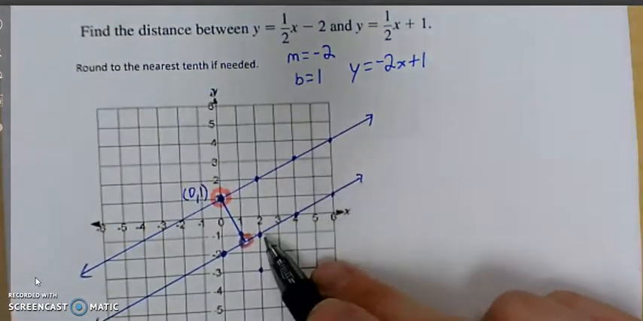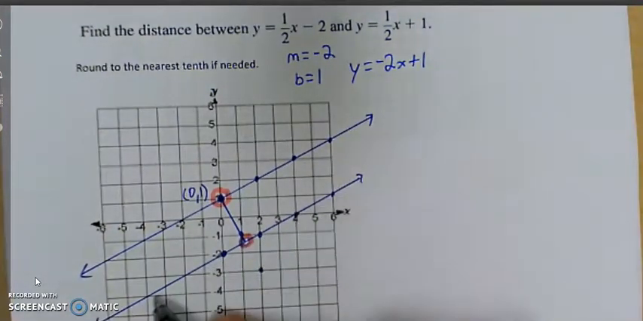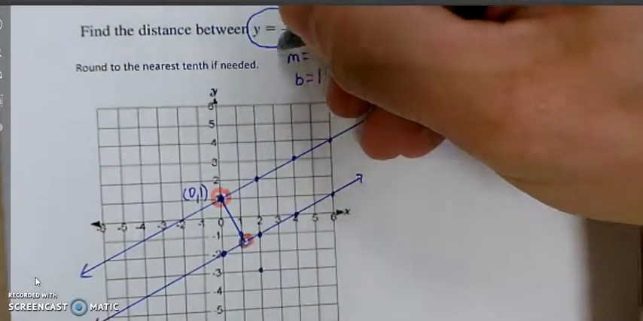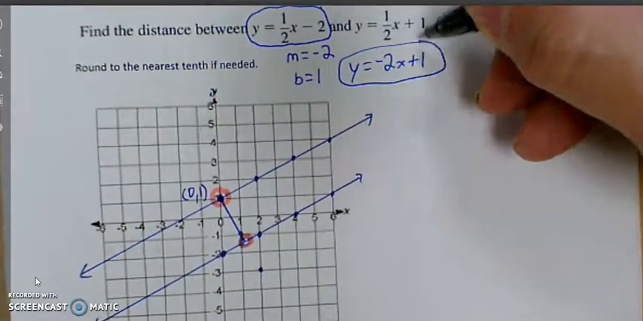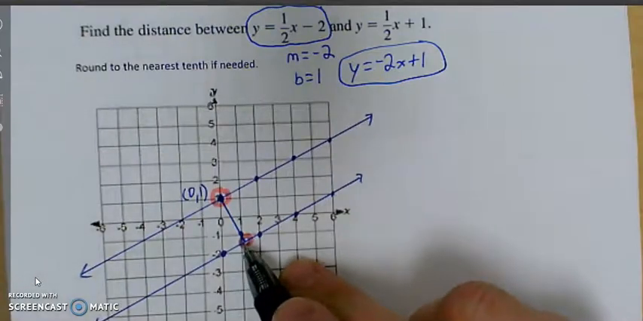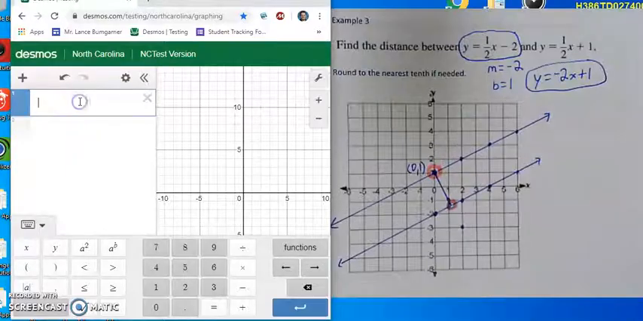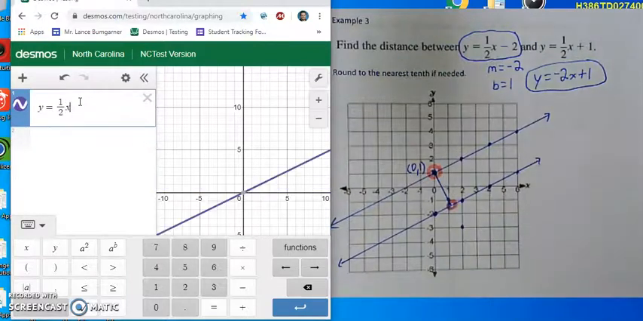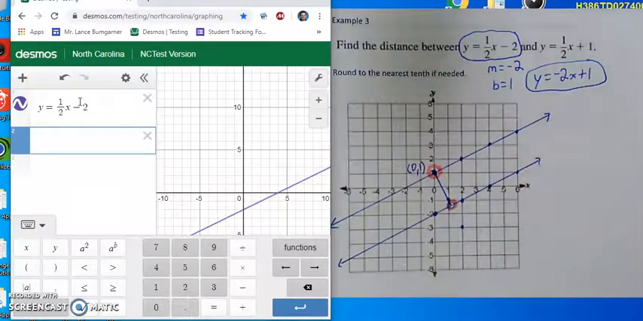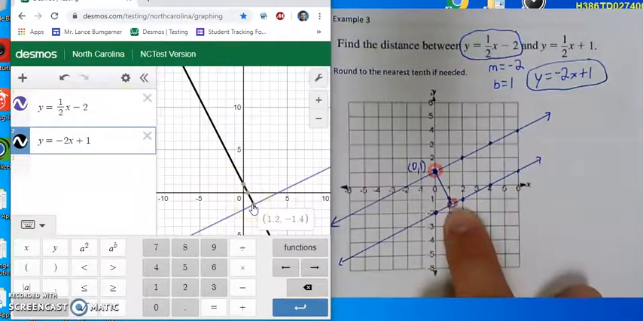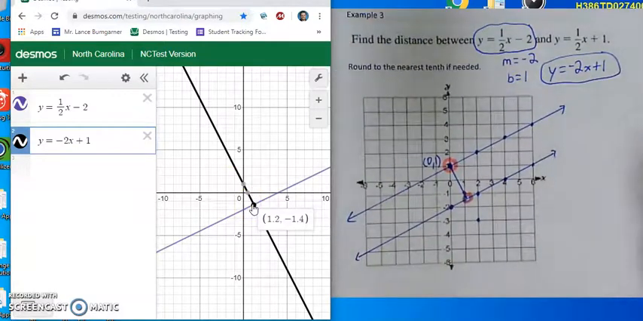Now, I need to compare that to the equation 1/2 x minus 2. So I'm going to type this one and this one into my Desmos calculator to see what their intersection is, so I know what point to use in my distance formula. You're going to see me type in y equals 1/2 x minus 2, and in the second box y equals -2x plus 1. Once I've graphed those two, I do see this coordinate right here is 1.2, -1.4.